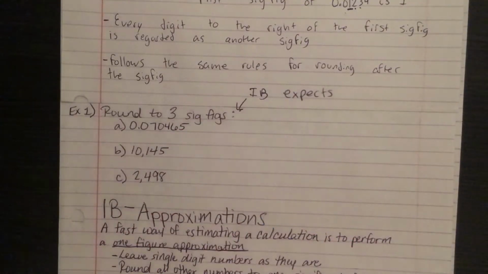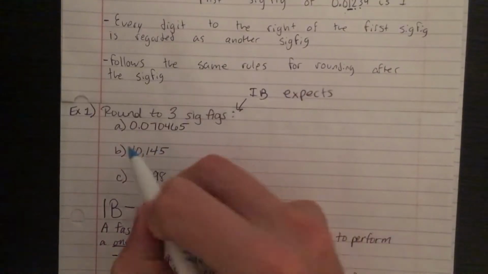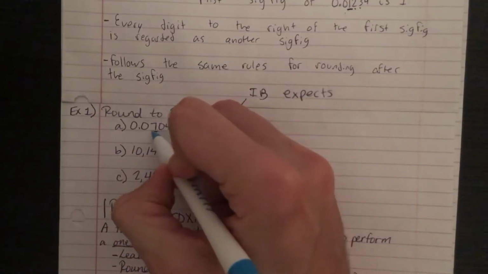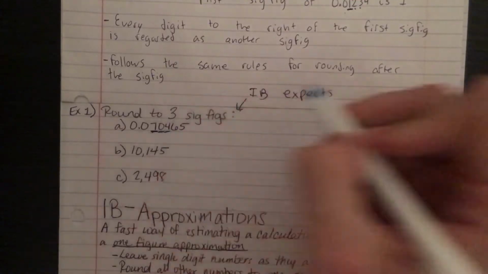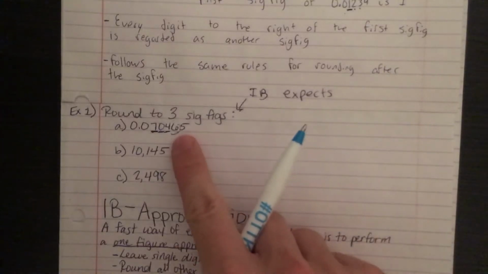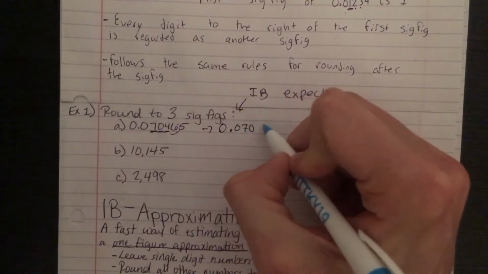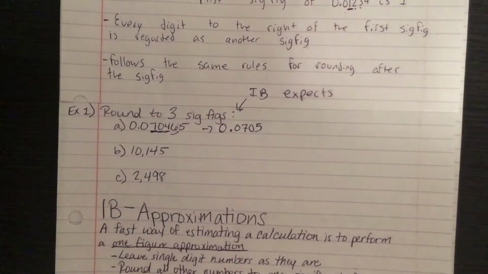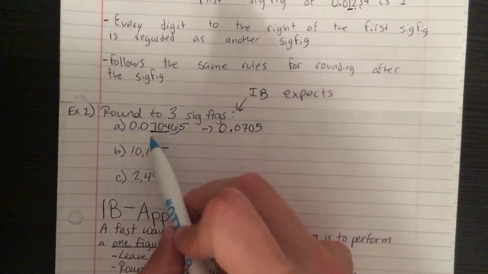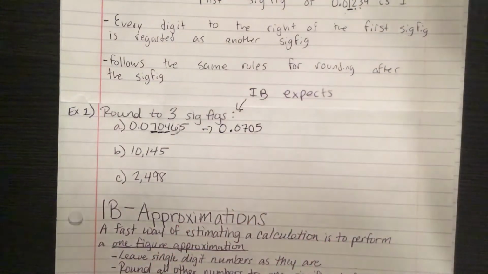So real quick, pause the video and label the first sig fig of each of these numbers. It shouldn't be too bad. So pause that. The first sig fig here is going to be 7. So we're going to go out to 0 and then 4. And because the number right after that 4 is a 6, we're going to round this up to 0.0705, because whenever you're doing sig figs, you're going to list those 3, and then whatever the next number is, that's going to determine whether you round up or down.